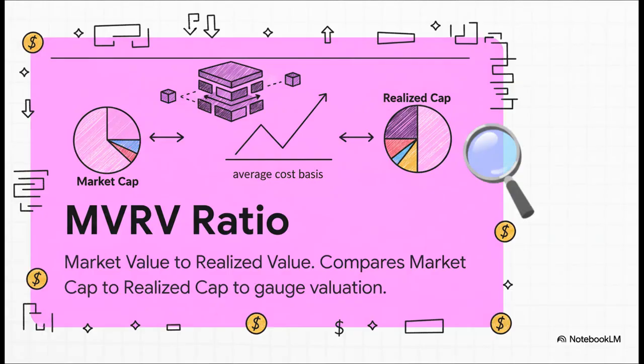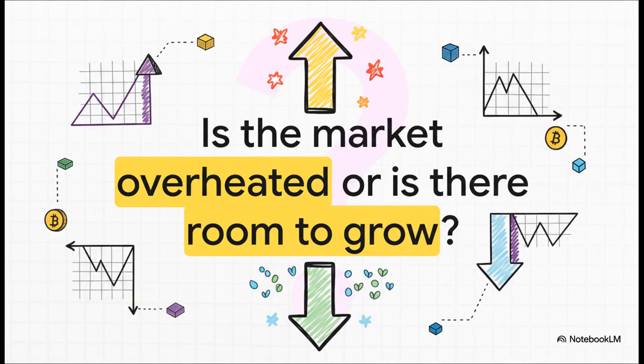So, what happens when you compare that flashy sticker price, the market cap, to the grounded, what-people-actually-paid price, the realized cap? Boom, you get the MVRV ratio. This simple little calculation gives us an incredibly powerful gauge of whether the market is overvalued or undervalued. This brings us to the ultimate question for any trader. Is the market totally overheated right now, or is there still some room to grow? MVRV can help you answer that. Historically, when the MVRV ratio gets really high, it's time to be cautious. And when it gets low, well, that might just be a major buying opportunity knocking at your door.